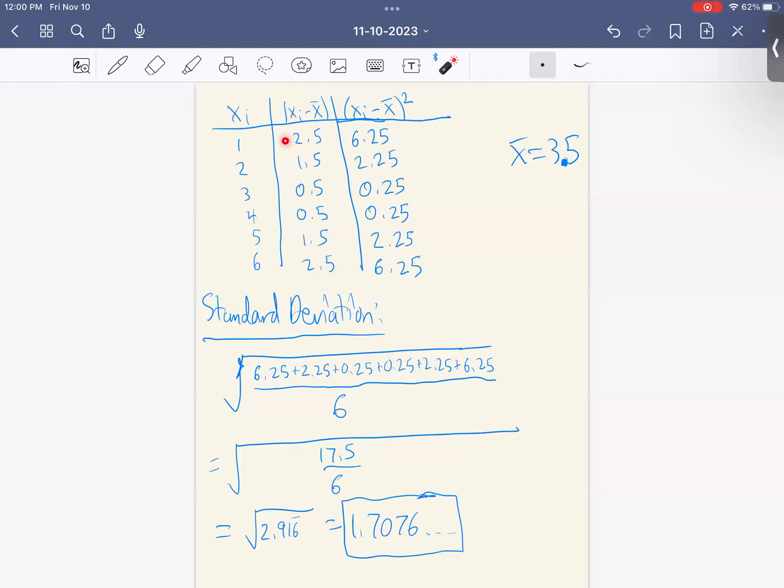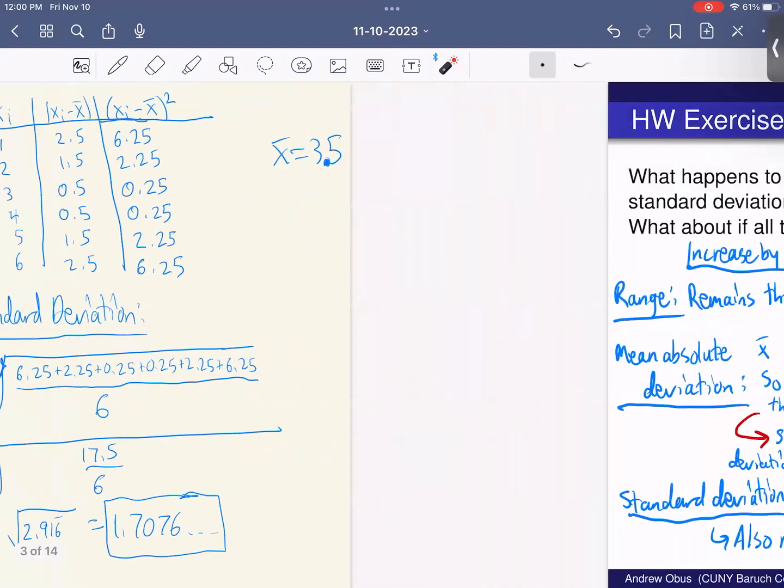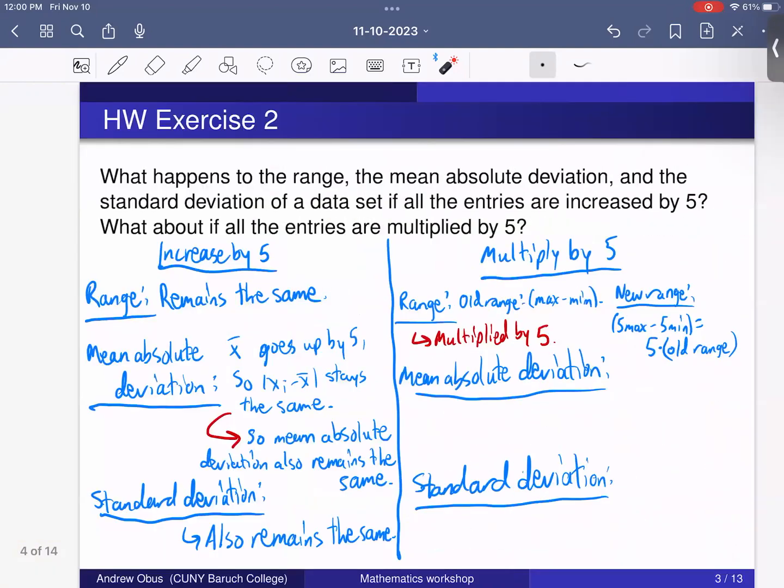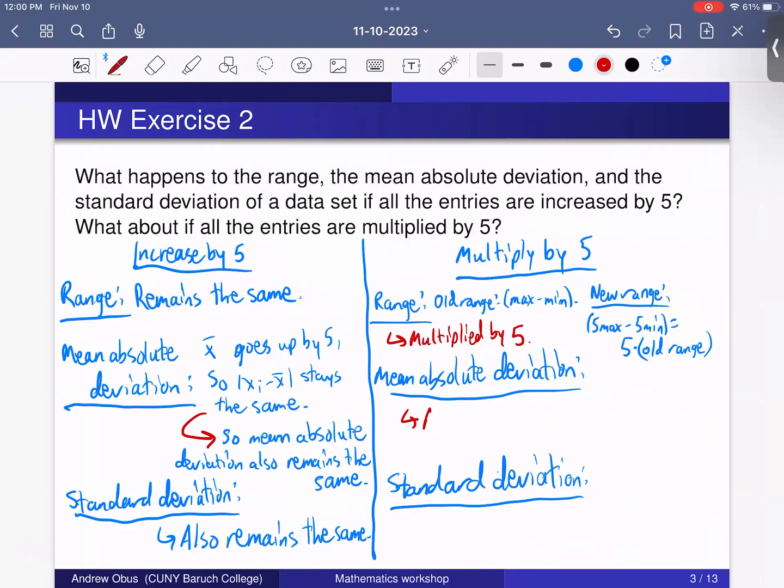And if the mean absolute deviation is the average of all of the entries in this column, and every single one of these entries gets multiplied by 5, then the average also has to get multiplied by 5. So the conclusion here, maybe a little fast, the conclusion is that the mean absolute deviation also gets multiplied by 5.